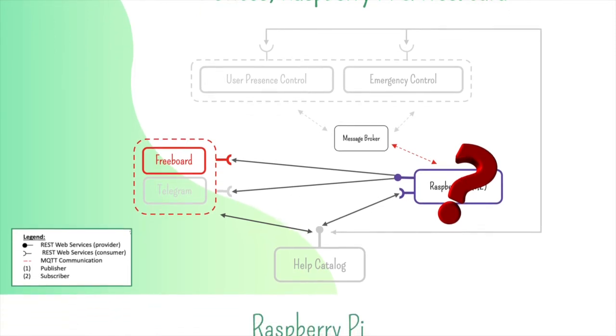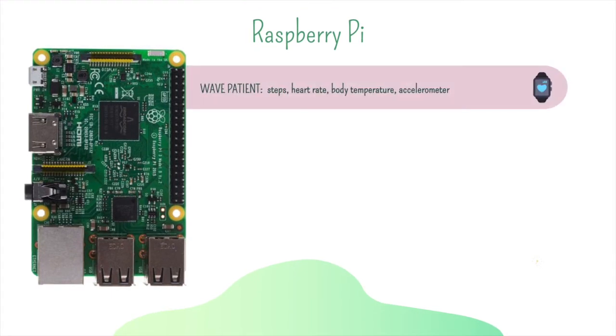We've already talked about the wearable patient device. It's a wristwatch activity tracker that works just when the patient is wearing it. It returns the number of steps, heart rate, and body temperature, and it also works as an accelerometer, useful to predict if the patient has probably fallen.